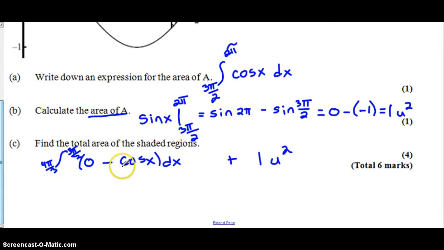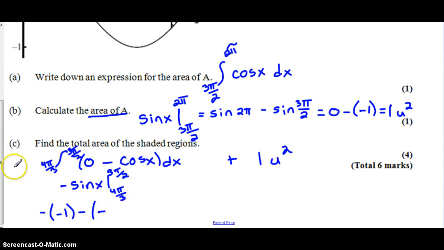The antiderivative of cosine, again, is sine, but since I have this negative sign in front of it, I'm going to get negative sine for this one. And I will evaluate between 4 pi over 3 and 3 pi over 2. So if I substitute 3 pi over 2, again, that is negative. Sine of 3 pi over 2 is going to be negative 1, minus, and now I have negative sine of 4 pi over 3.